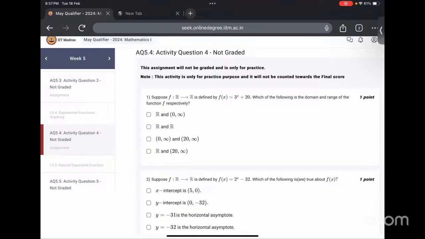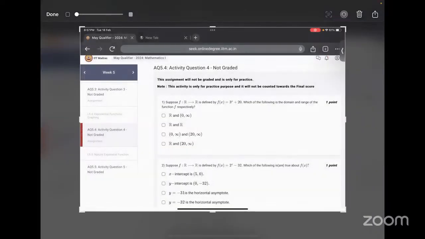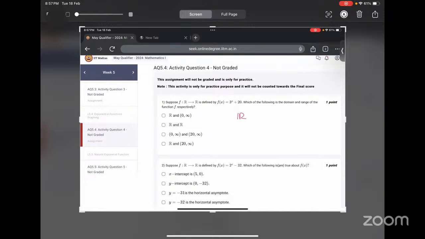So we have f from R to R defined by f of x equals 3 power x plus 20. Which of the following is the range and domain? Okay. So this is another exponential function, and for an exponential function, we know that the domain is the whole real line, right? At any real number, we can define the function. So this is our domain.